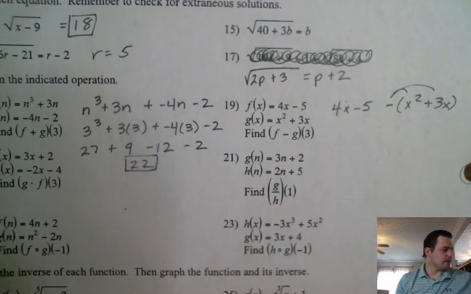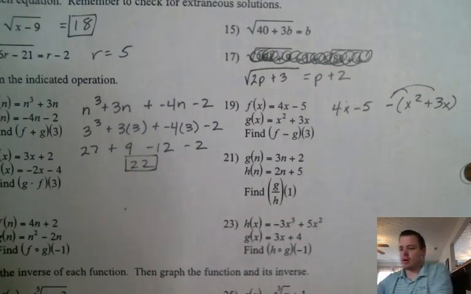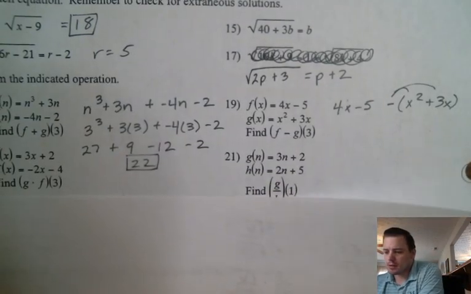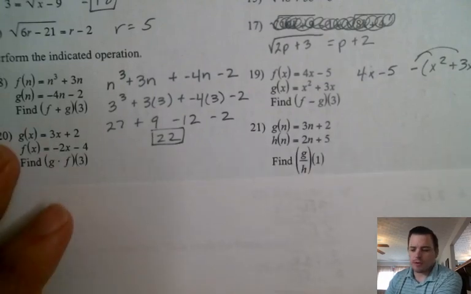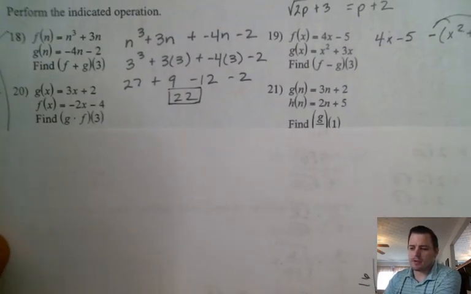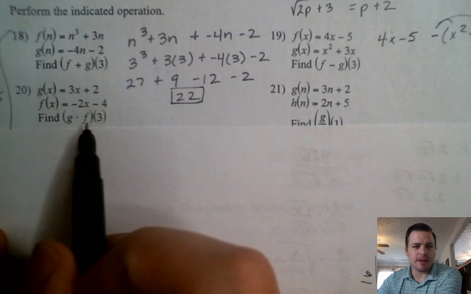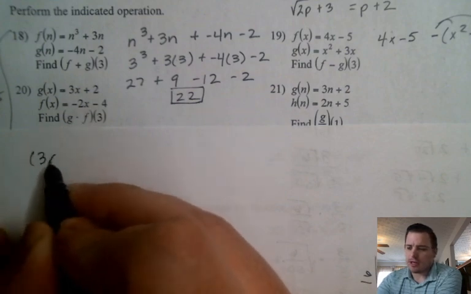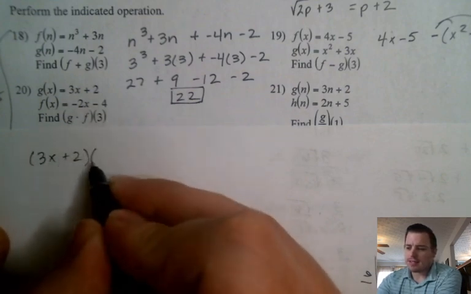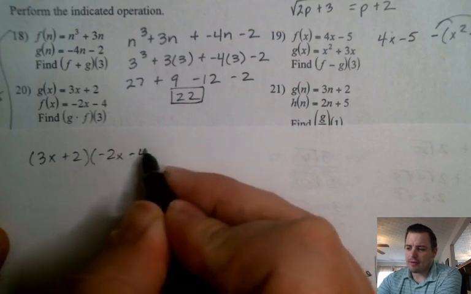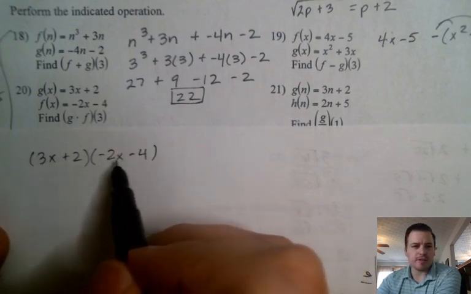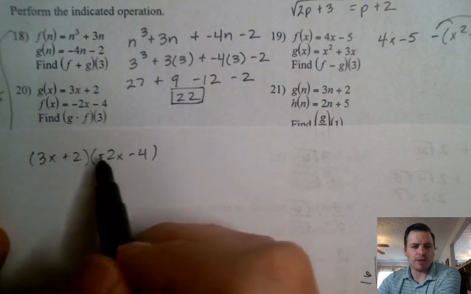And then if we're looking at number 20, let's look at number 20 on this piece of paper right here. So 20 says g times f. So I'm going to say g and then times f. This is g of x. This is f of x. So we multiply the two.